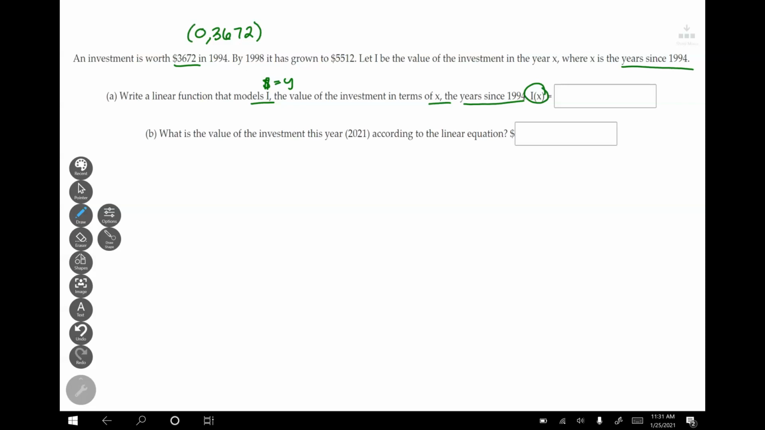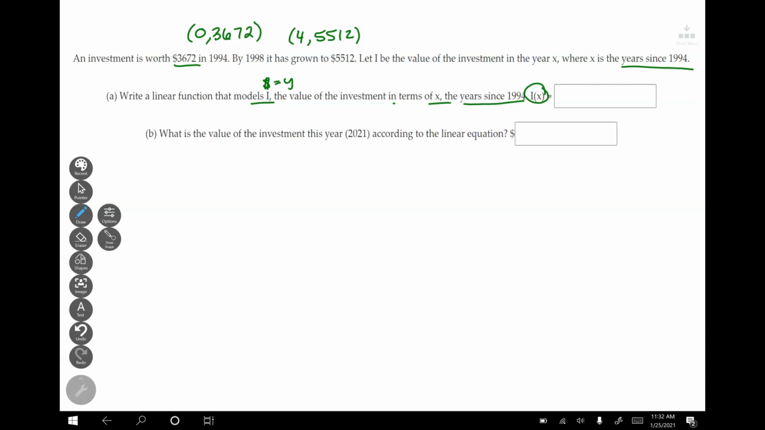Okay, so that's your point. Let's try the next one. By 1998, how many years since 1994 is that? That is 4 years since 1994. And then your Y value is the investment amount, $5,512. Okay, so those are the 2 points. Write a linear function that models this.